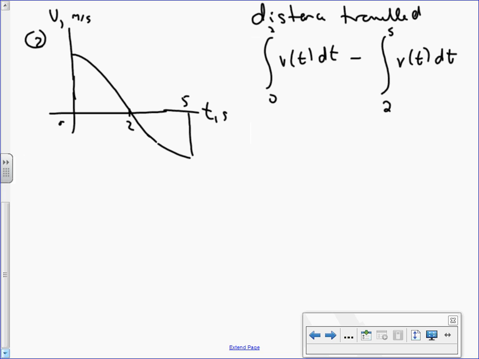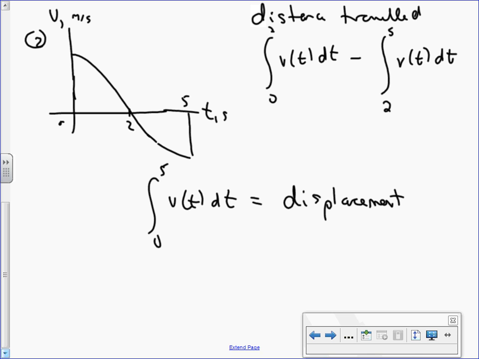If you just found the antiderivative from 0 to 5 of the velocity, you would in fact get a number that has meaning, but it's not going to be the distance traveled, it's going to be displacement. In other words, it takes into account where you started and where you ended, and it pays attention to the sign.